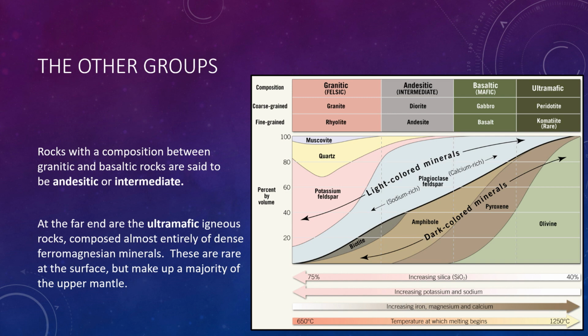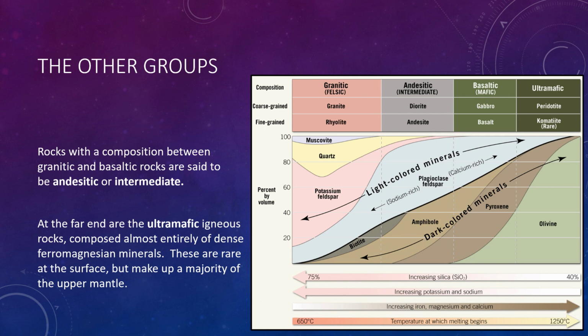At the far end of the compositional spectrum, on the far right of the image, is the ultramafic igneous rock group, composed almost entirely of dense ferromagnesium minerals. And again, ferromagnesium just combines iron and magnesium. Although ultramafic rocks are rare at Earth's surface, the rock peridotite, which is composed mostly of the minerals olivine and pyroxene, is the main constituent of Earth's upper mantle.